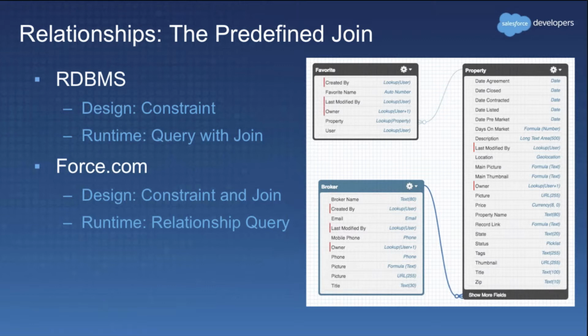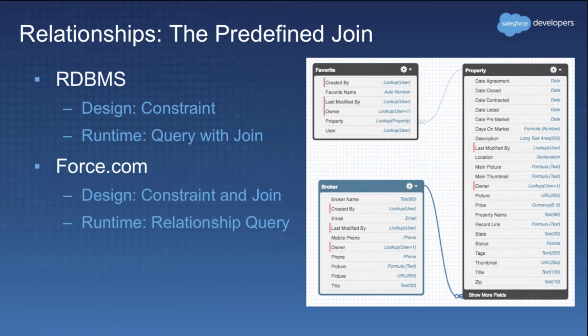Now, if we were building this in tables in a relational database, what we would do is at design time, we would go and build a constraint in our table. And then at runtime, we would have to write the code that would query those two tables and perform a join. In Force.com and with Salesforce objects, the thing that we build is actually called a relationship field. And it works a lot like a foreign key. However, it is sort of at the same time a constraint and a join.